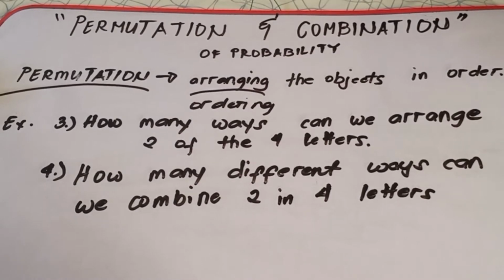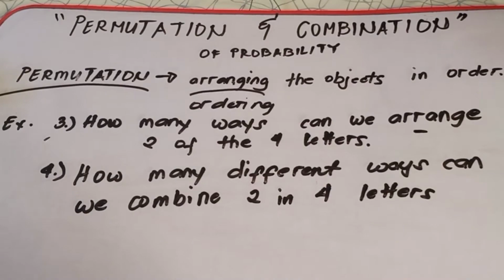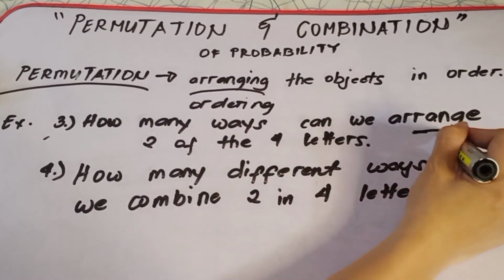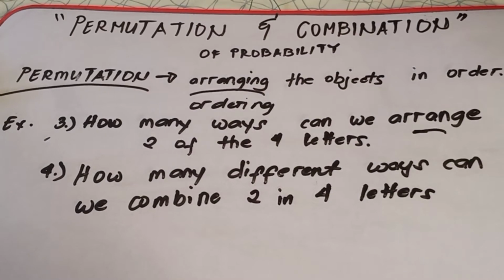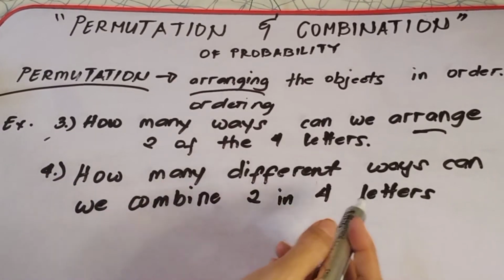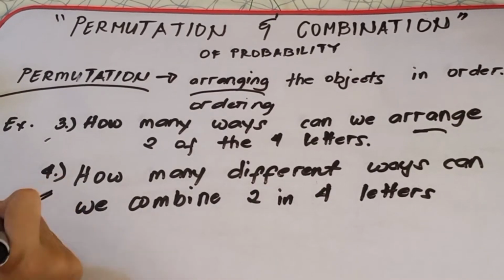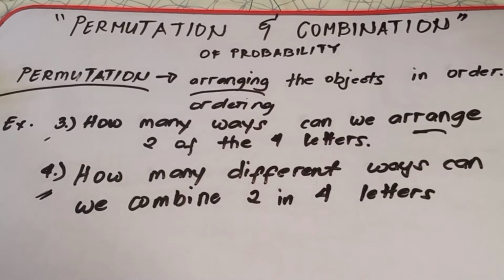Alright, so if we analyze example number 3, it says arrange 2 of the 4 letters. We have here the word arrange, so that means that ordering does matter. And in our other example, how many different ways can we combine 2 in 4 letters? In that example, ordering doesn't matter. So this is what we call the combination. So how does permutation differ from the combination?